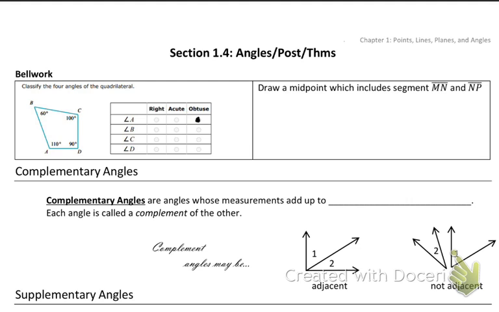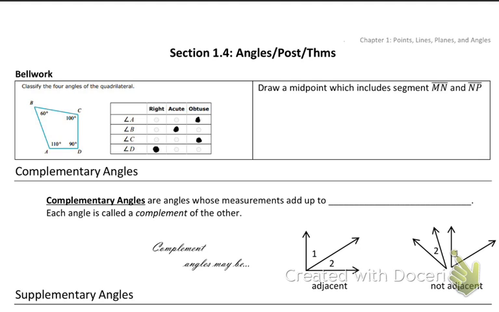Then we have angle B being 60. 60 is less than 90, so that's going to be acute. C, we should have put obtuse again because it's 100. And D is exactly 90 degrees, which means it's not acute, it's not obtuse. It is right.